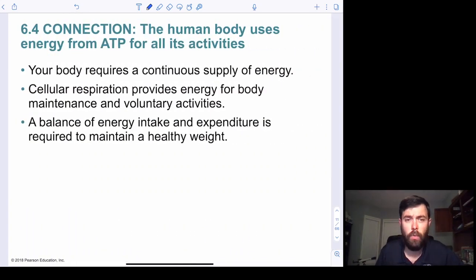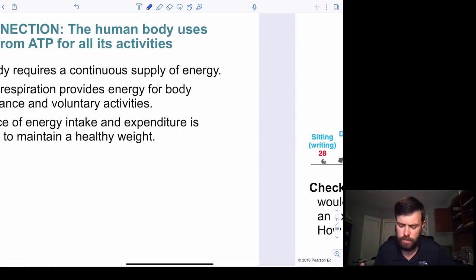So your body requires a continuous supply of energy. There's always work going on in your body. Your heart is always beating. Your blood is always moving. Your brain is always functioning, diaphragm, all that sort of stuff. So cellular energy work is always going on. And so we have to balance that work with some things to think about. And this is just kind of like that application base, like why should I care about cellular respiration?